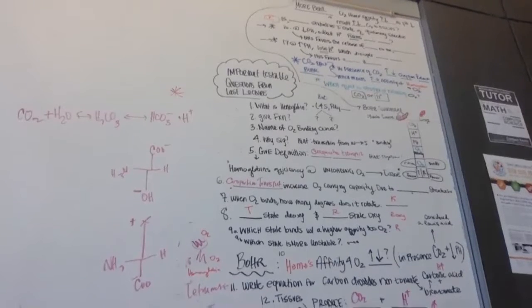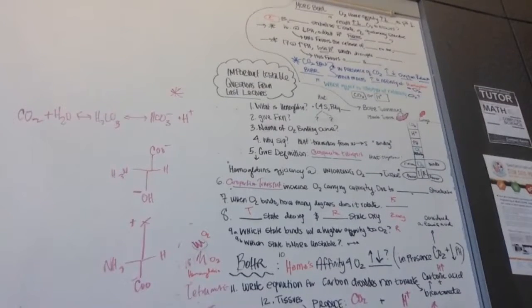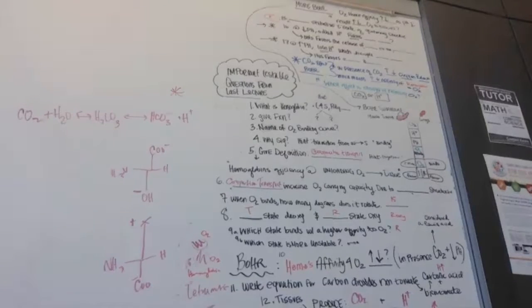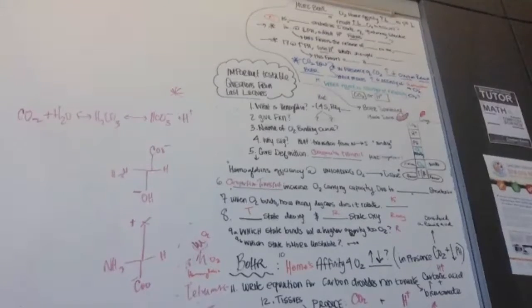The electrostatic attraction of the opposite charges, the negative and the positive. When they form, that's a salt bridge.